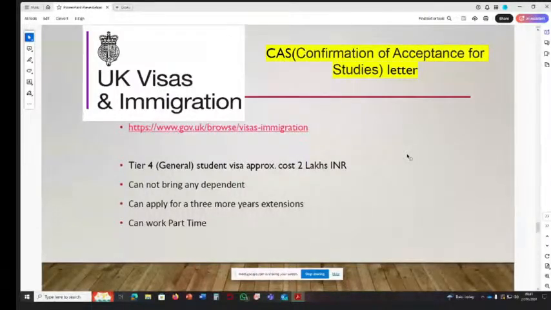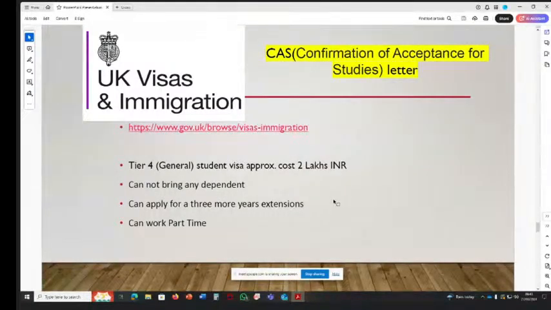You cannot bring any dependents like your wife, mother, husband, girlfriend, or boyfriend. It should be only you. You can apply for a 3 year extension, called the PSW route. You can apply for an extension with this visa for another 3 years.